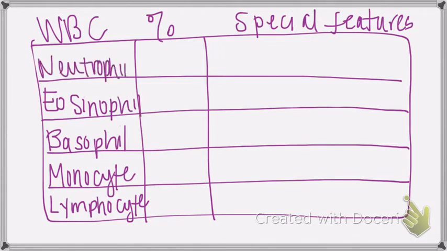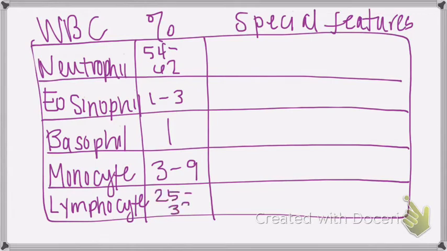And I would fill this out. So neutrophils, that's the greatest, remember. You got 54 to 62. Eosinophils, that was 1 to 3%. Basophils, they're less than 1. Monocytes, I believe, is 3 to 9. And lymphocytes is 25 to 33.